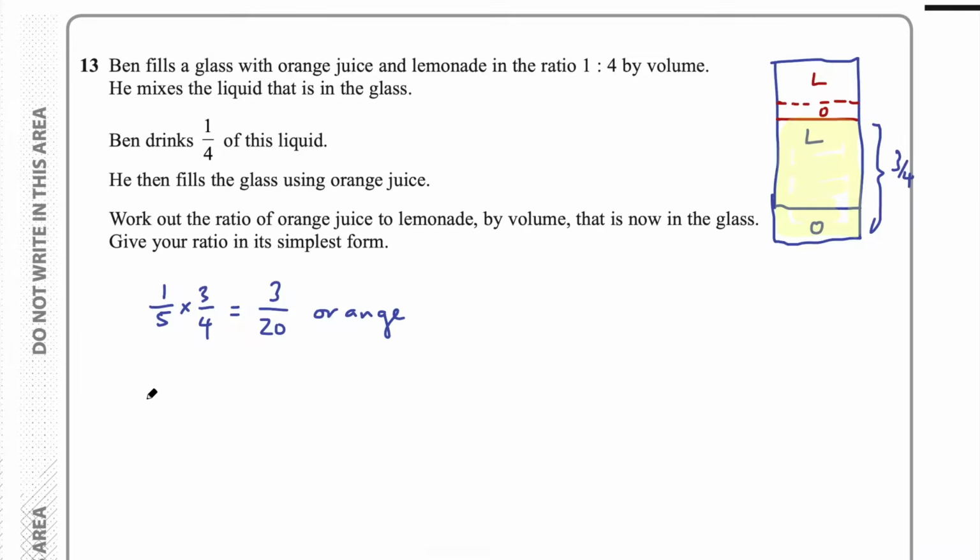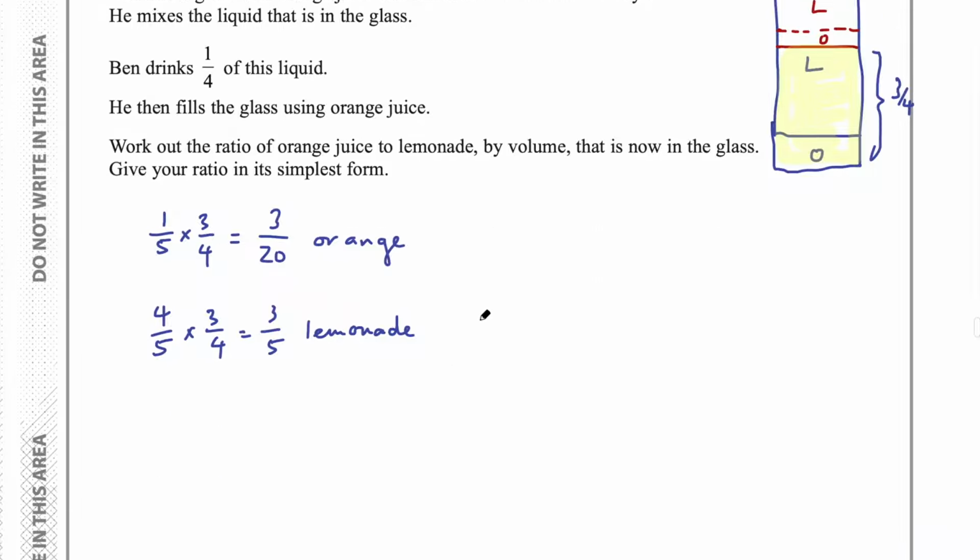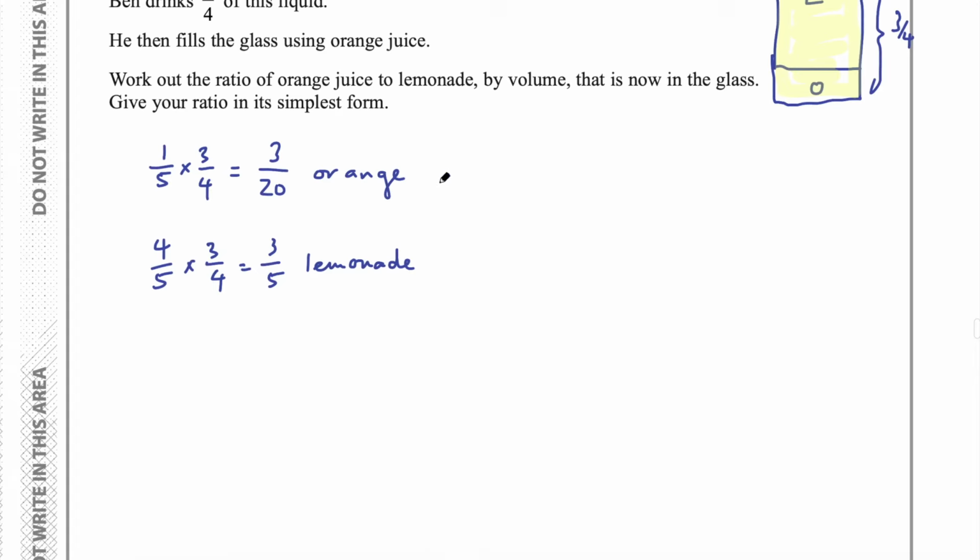And for the lemonade, we've got 4/5 of 3/4. And well, we could cancel the 4's there, so this would be 3/5 lemonade. Okay, so that's the ratios in relation to the volume of the cup. Then we add a quarter orange juice.